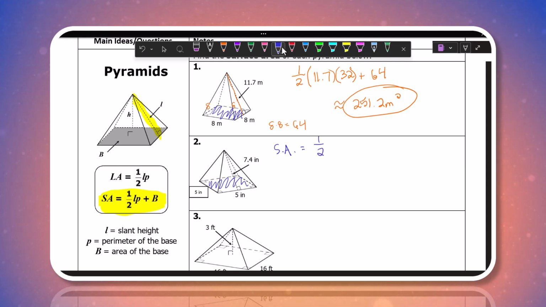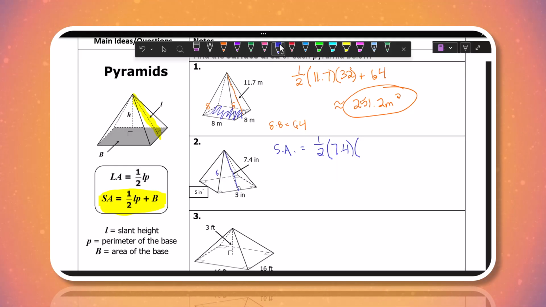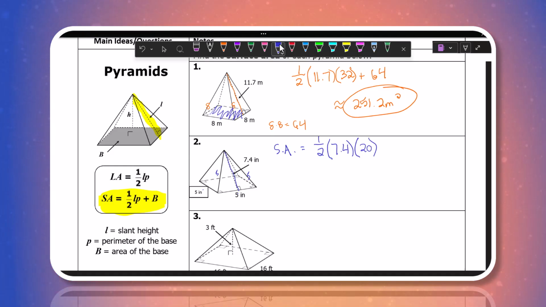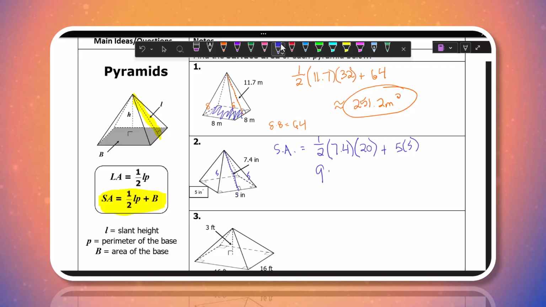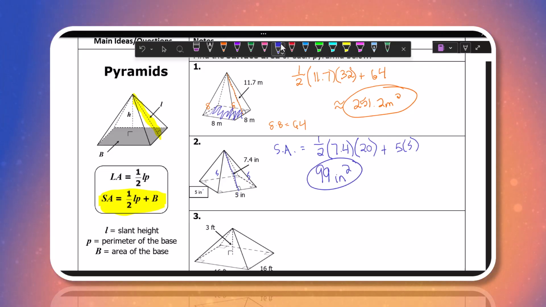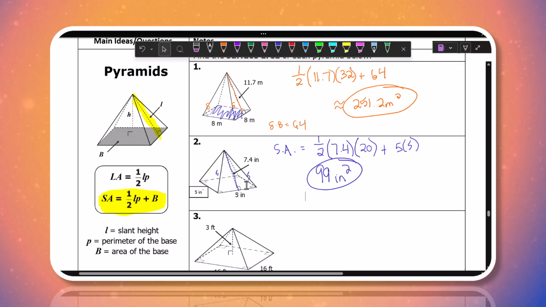So it's 1/2 times our slant height, which is this segment, 7.4, times our perimeter. Well, we got a 5, a 5, another 5, another 5, for a grand total of 20. And plus the base area, since the square is just 5 times 5, we throw it into Desmos or our calculator, and we get 99 inches squared. It's the surface area of that pyramid.